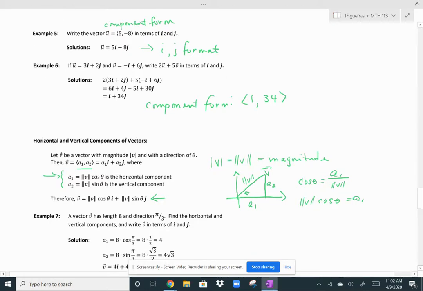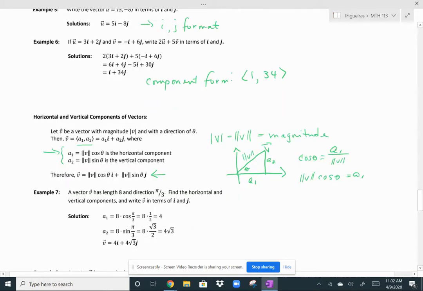Similarly, if I knew the magnitude and direction and wanted to solve for a sub 2, the appropriate choice would be sine, because sine is opposite over hypotenuse. If you solve for a sub 2, you multiply both sides by the magnitude, and you get this formula, which was the second one that I stated. So it's all based on things that you learned from trigonometry.